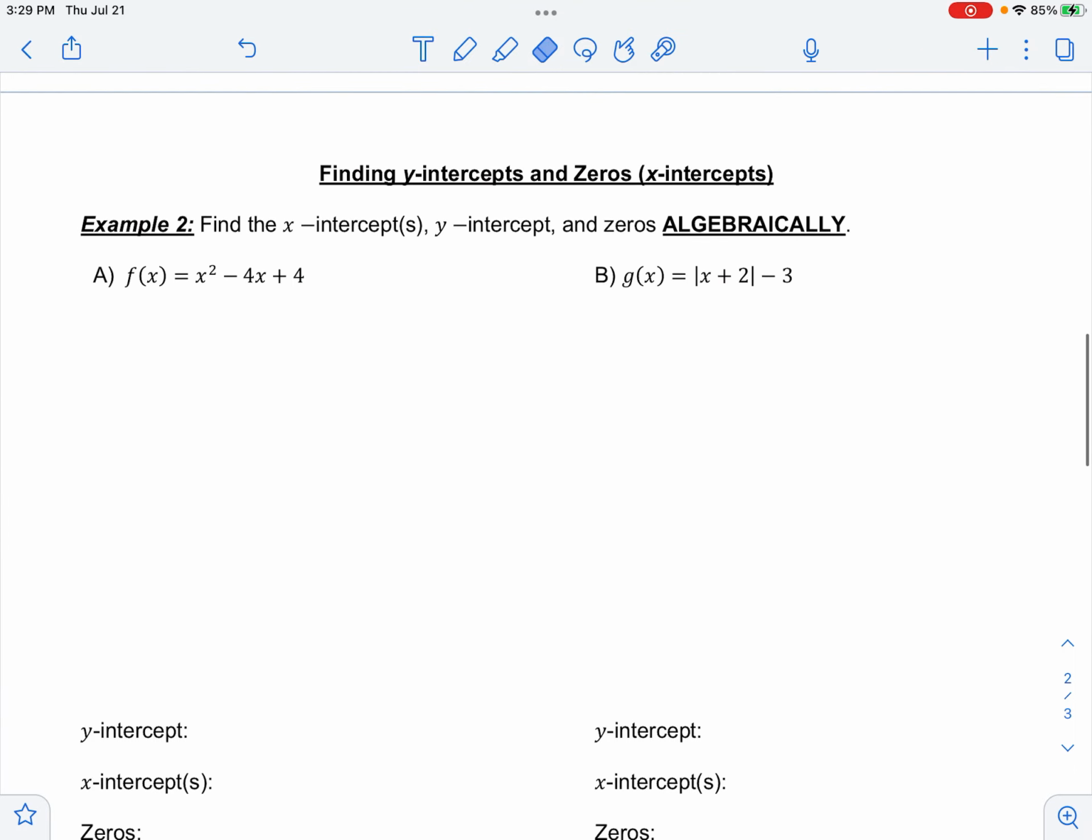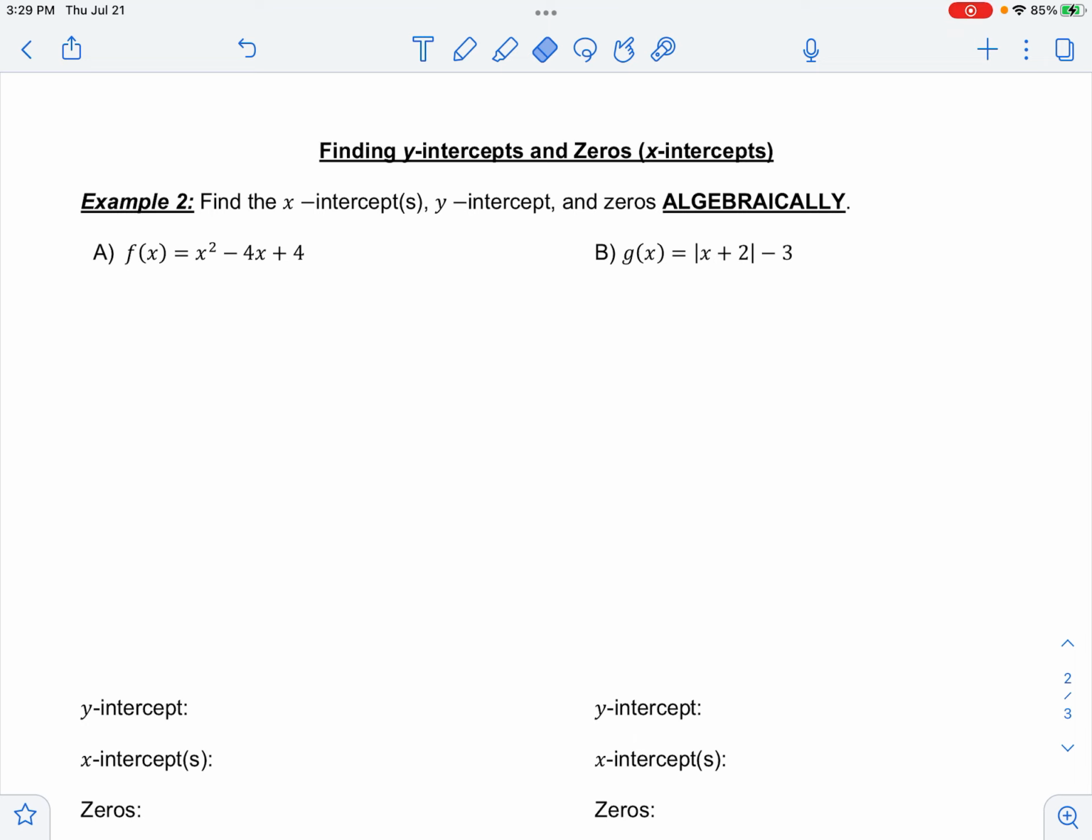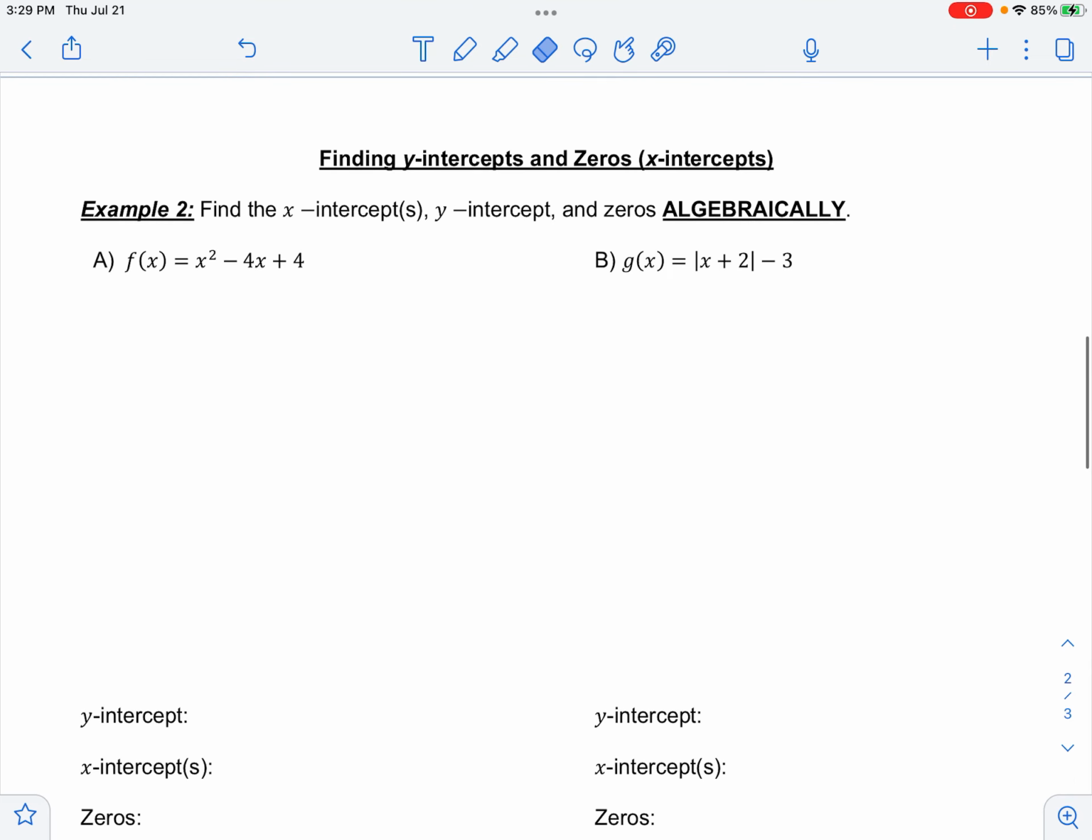Okay, so now let's move on to finding x-intercepts and y-intercepts and zeros. You have done this before in Algebra 2, and if you were in integrated, you did it, and if you were in Algebra 1, you did it. We're going to find the x-intercepts, y-intercepts, and zeros algebraically. I have that bolded, cap-locked, underlined to make sure you realize that you need to know how to do this algebraically for any function that we give you.